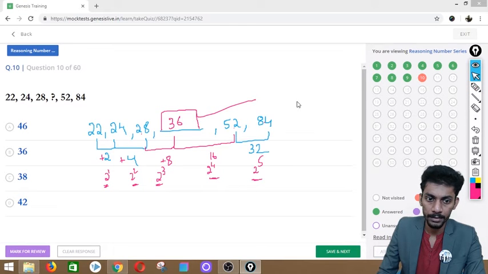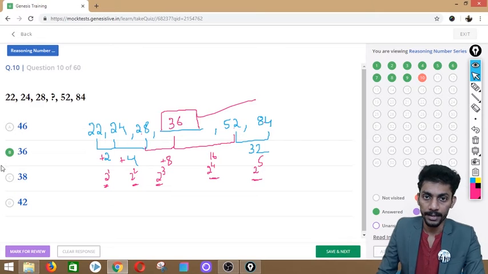So, the answer is 36. That is option B. 36 is the answer. Okay. 2, 4, 8, 16, 32. Powers of 2 are the differences.